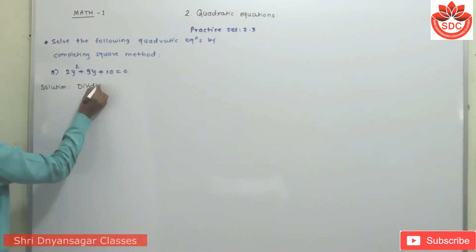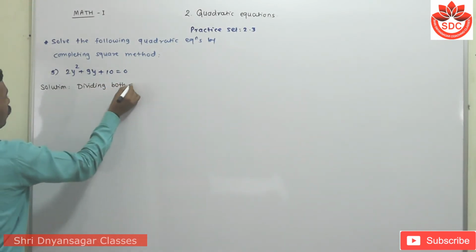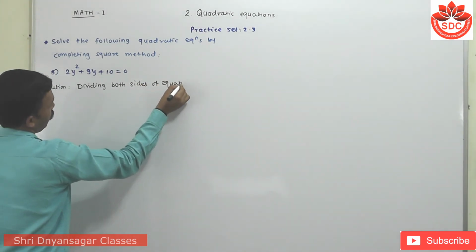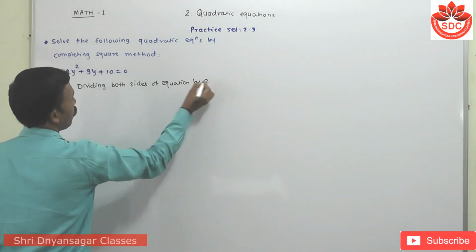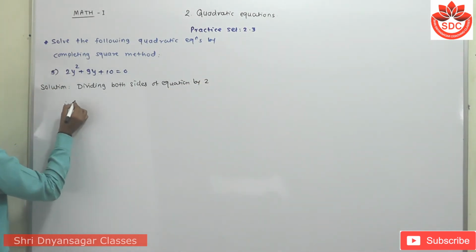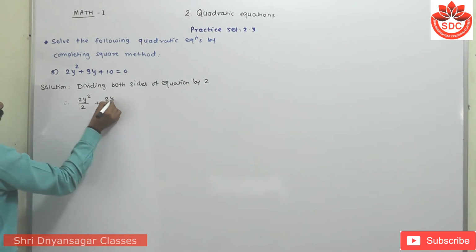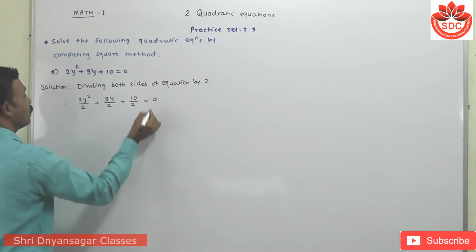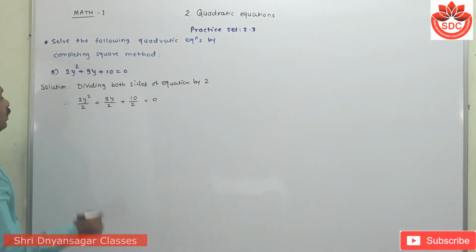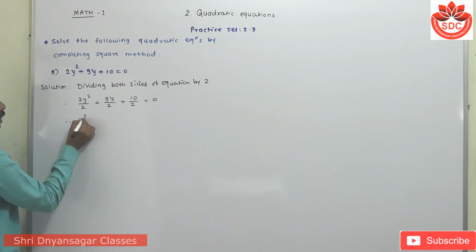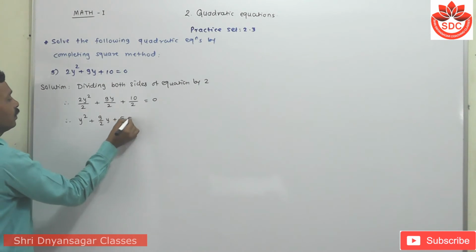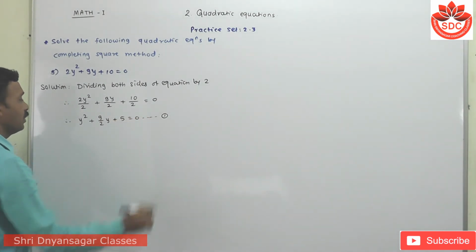Dividing both sides of the equation by 2. Therefore we write here 2y square upon 2 plus 9y upon 2 plus 10 upon 2 is equal to 0 upon 2, means 0. When we simplify it, we get that y square plus 9 upon 2y plus 5 is equal to 0. Student, let this be equation number first.